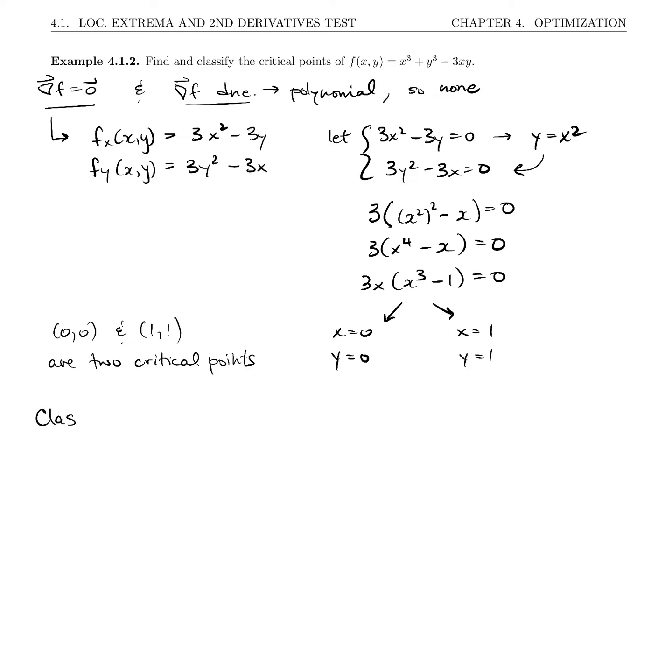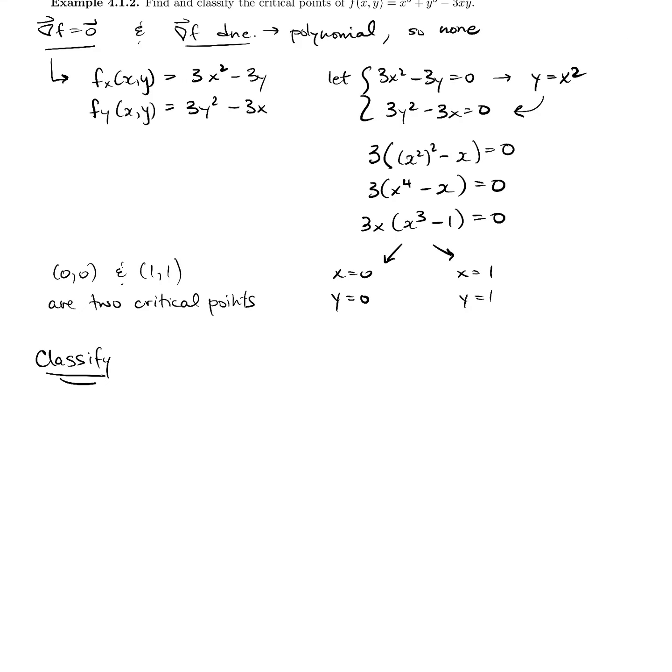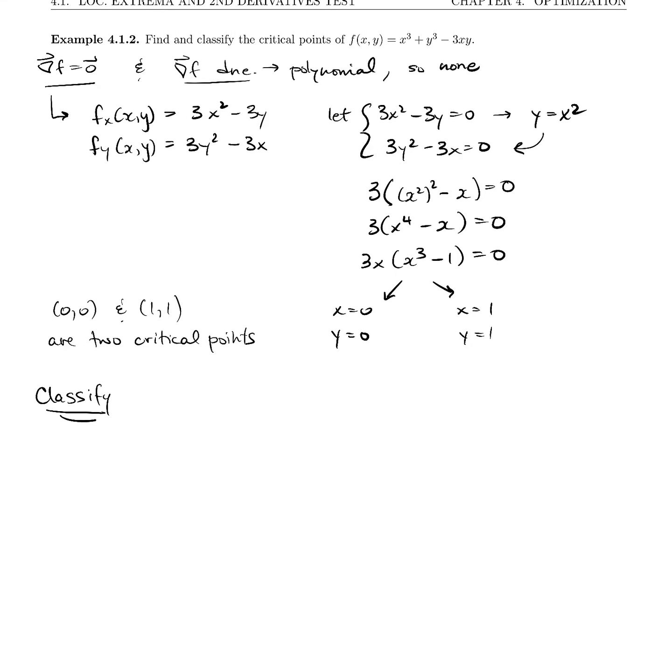which means that we need to look at the Hessian determinant, which means that we need the second order partials. So let's calculate those. f sub xx, which means I'm taking the derivative of f sub x with respect to x, I will get 6x. f sub yy, so take the derivative of f sub y with respect to y, I will get 6y.